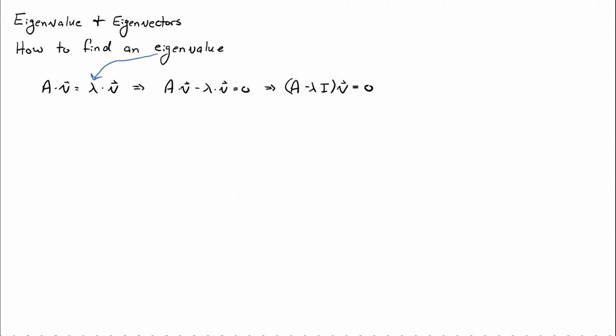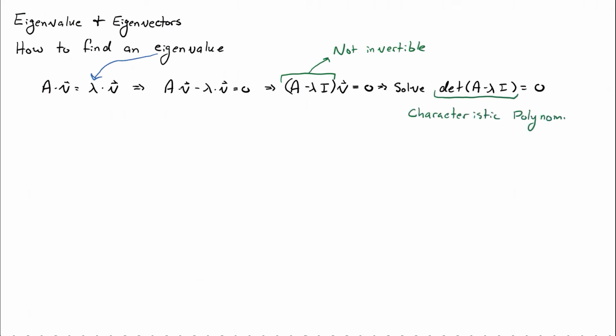This equation says that the matrix A minus lambda I is not invertible. That means we need to find all the lambdas so that this matrix is not invertible. The easiest way to do this is to solve the determinant equals 0. This determinant has a name. It's the characteristic polynomial. It'll always be a polynomial in lambda.